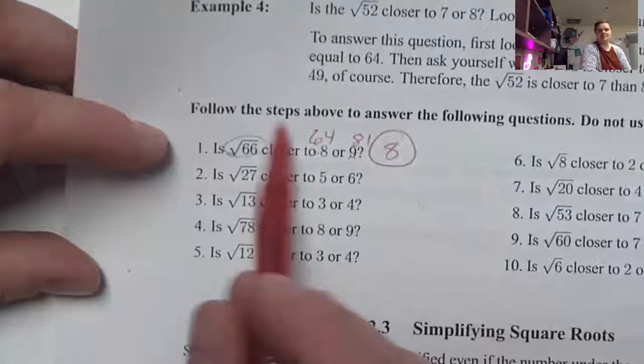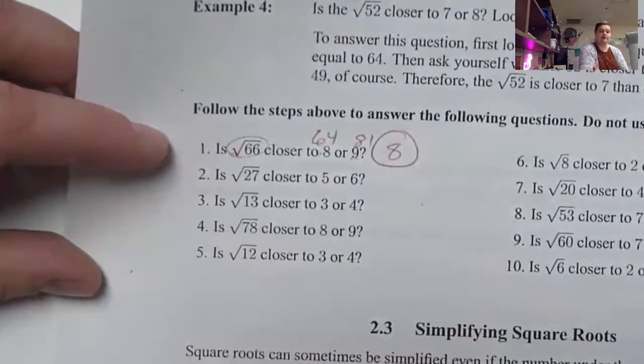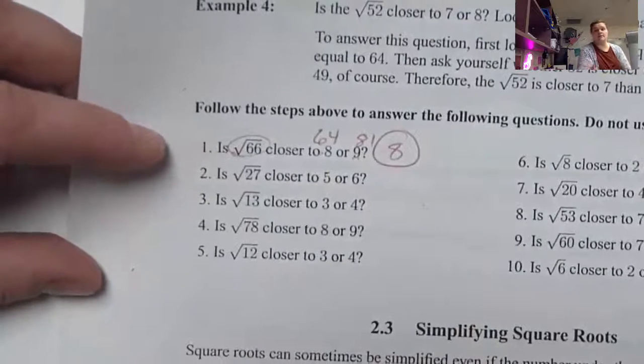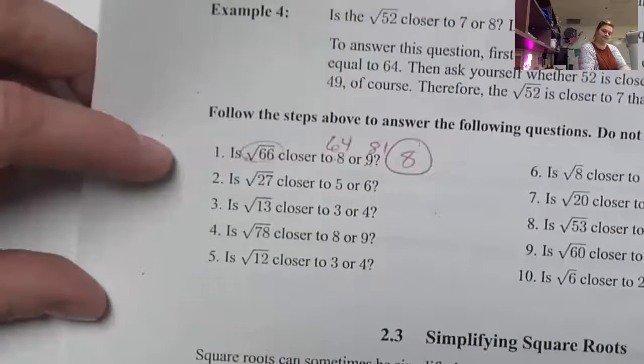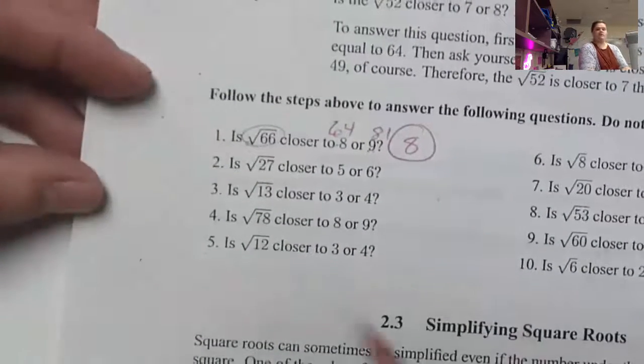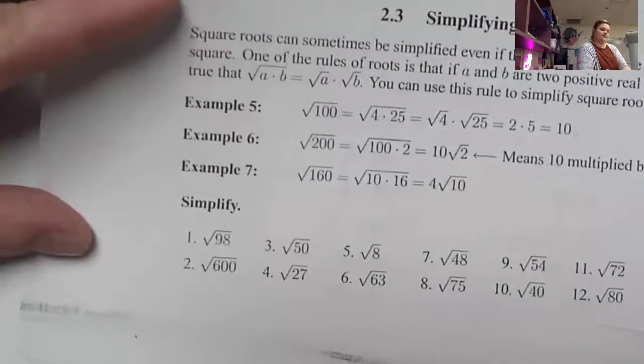A lot of similar questions are like this on the MCA where they don't give you a calculator and they say what is it between, what integers is it in between? It'll say something like that. So that's 2-2. That's all about estimating. Okay, 2-3 is simplifying roots.